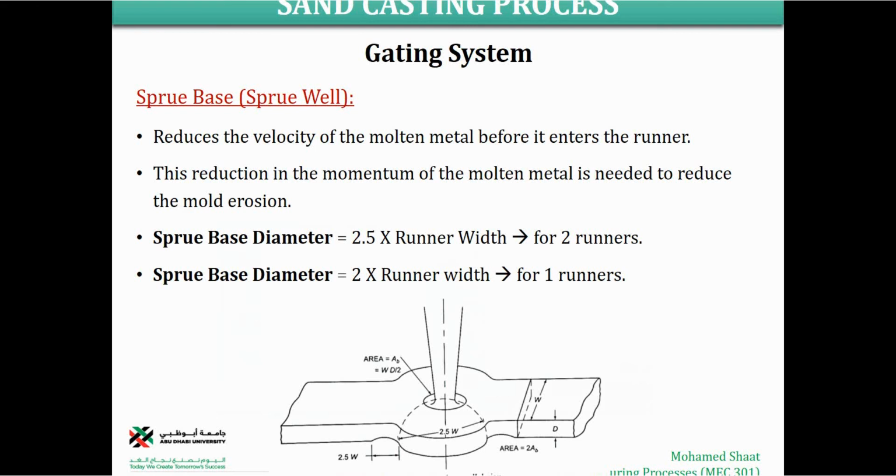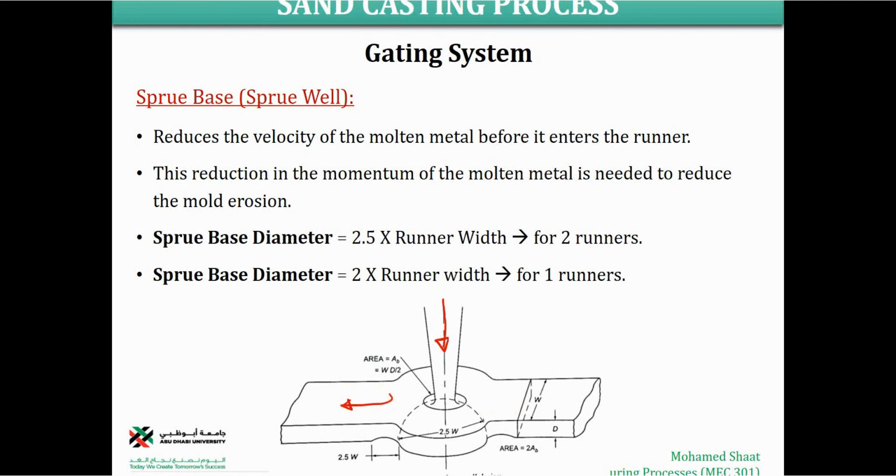The next element, what comes after the down sprue, just keep the gating system in your head, right? We do have the pouring cup, then the down sprue, then the sprue well or the sprue base. The sprue base or sprue well reduces the velocity of the molten metal before it enters the runner. As I mentioned, we already have molten metal that flowed in the vertical direction through the down sprue. Now we would like to switch the direction of this flow to be horizontal.